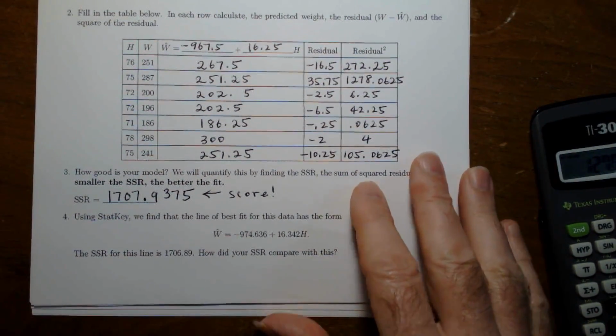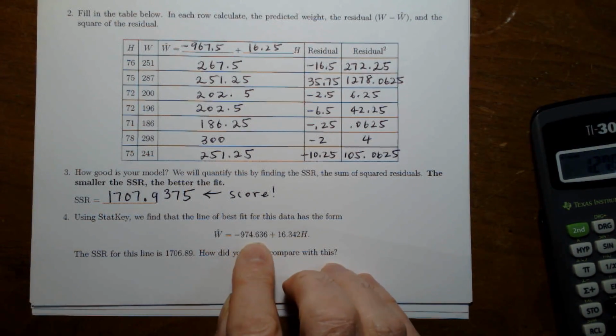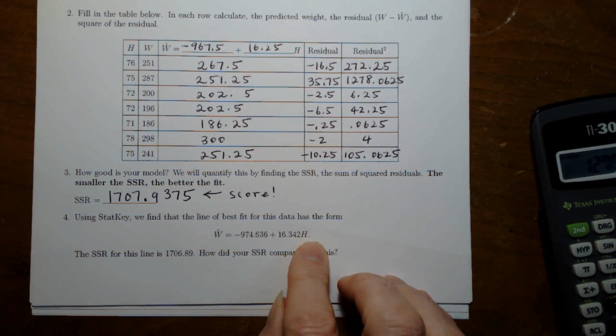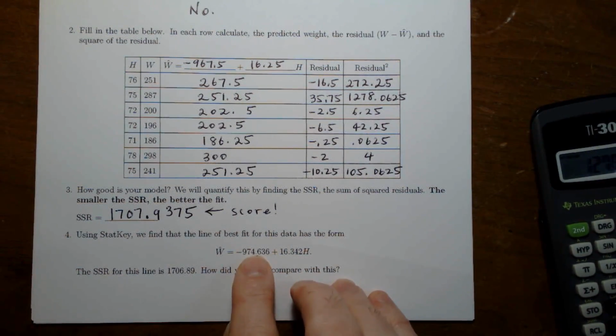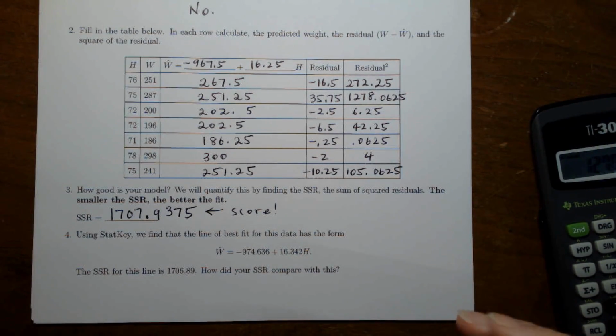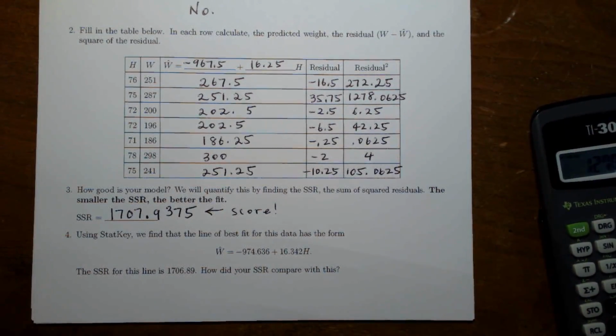And when I gave this to StatKey, it returned W hat equals negative 974.636 plus 16.342 times H. So my intercept is off. I had negative 967.5, and this is a bit different. And my slope was 16.25, and StatKey, finding the line of best fit, found a slightly different slope. So you can see that my line is not the line of best fit. So that's clear. Now, what is the best possible sum of the squares of the residuals?